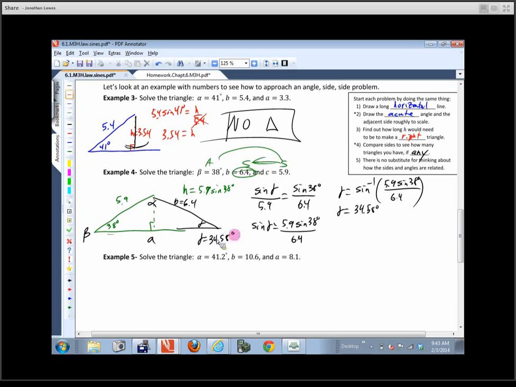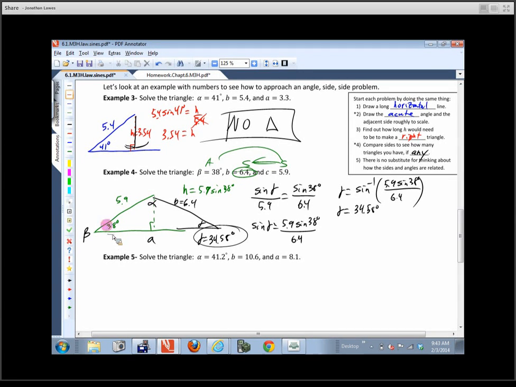Once I have this angle, by the way, was I expecting that? The answer is yes for a couple of reasons. Didn't we say it would be acute? Yes. Take a look at this side right here, 6.4. It's across from an angle of 38. This is 5.9. That's a little bit smaller than this, so shouldn't we expect an angle that's a little bit smaller than 38? Does that make sense?